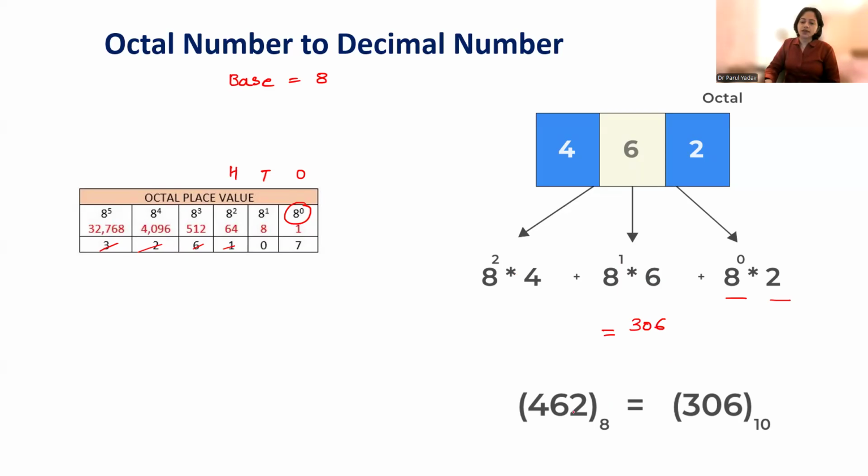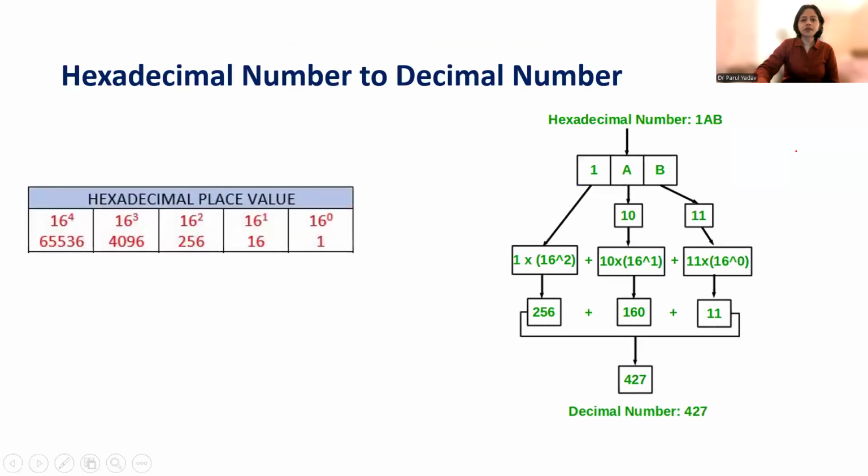So what we are observing is that 462 on base 8 is equal to 306 on base 10, right? We are just taking the number, or you can say the symbol, multiplying it with its place value, and you will get the number in decimal. Make sense? I hope this is clear to everyone. Feel free to ask me questions if you have any doubt. I will be happy to answer your queries.